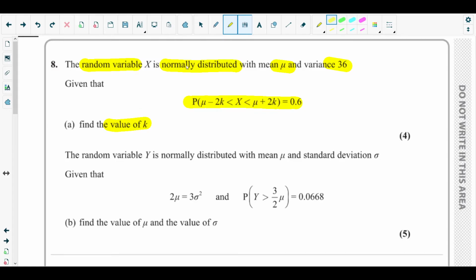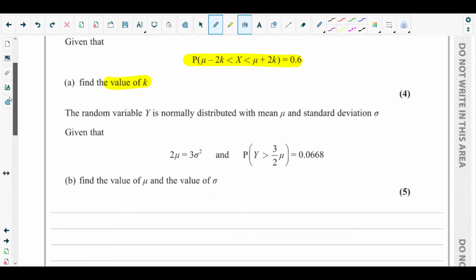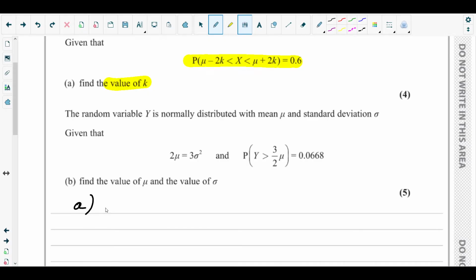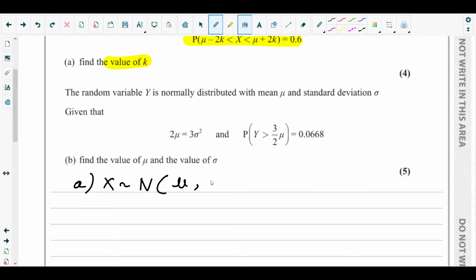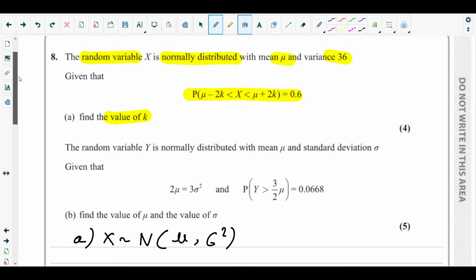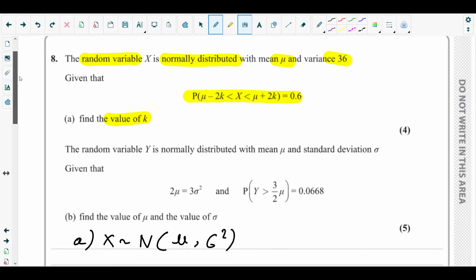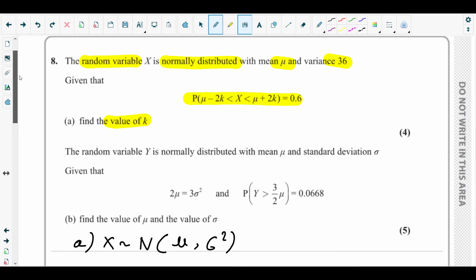Right at first they said X is distributed normally with mean, what's the mean? It's mu, right? And the variance is 36, which is 6 squared, sigma squared basically. So we know the distribution of X. Now they said mu minus 2k less than X less than mu plus 2k.